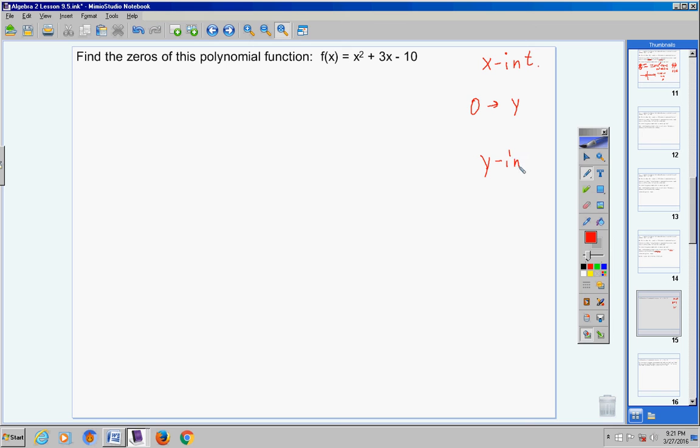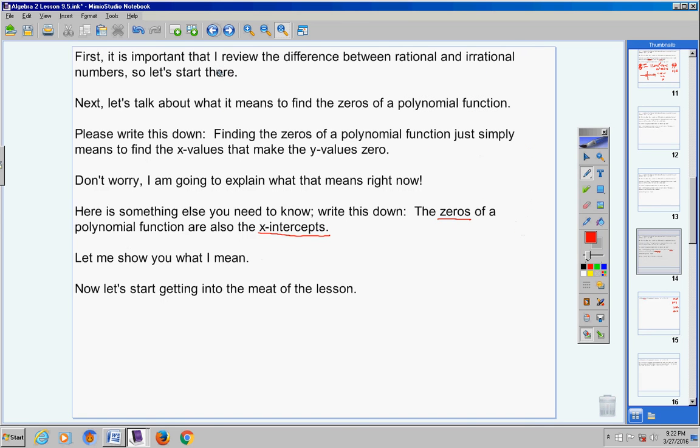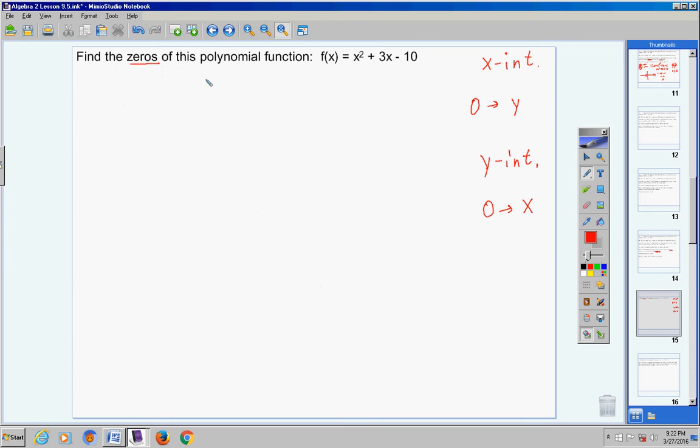Anytime I ask you to find the zeros, the zeros are the x-intercepts. So when I ask you to find the zeros, I'm really asking you to find the x-intercepts. How do you do that? You put 0 in for y. So you know f of x is the same thing as y. So I really have y equals x squared plus 3x minus 10. I'm trying to find the zeros, which is the same thing as finding the x-intercept, so I'm going to put 0 in for y.